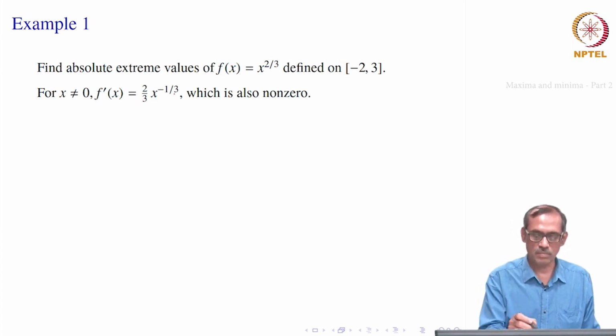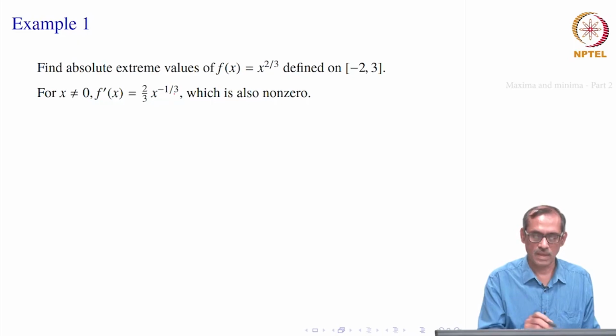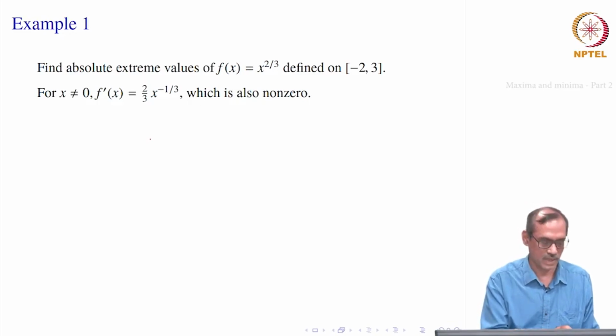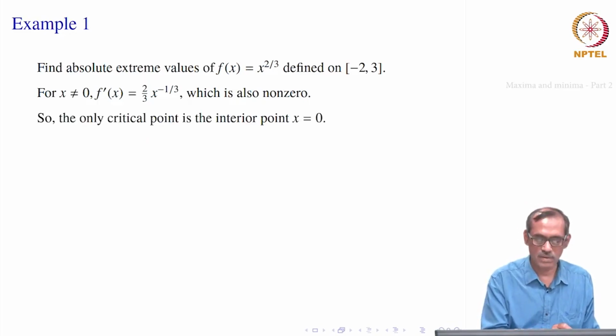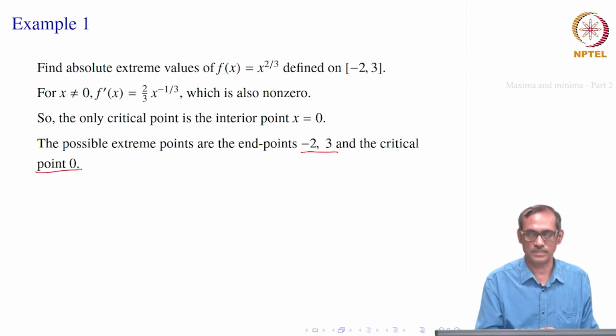So, that means the only possibility of a critical point is 0, where it is not differentiable, okay. And there is no other point. There are points where it is differentiable, but all those points are not critical points because f prime does not vanish there. So, no other critical points, 0 is the only critical point. So, we have now three things: the possible extreme points are the end points minus 2 and 3, and the only critical point 0.